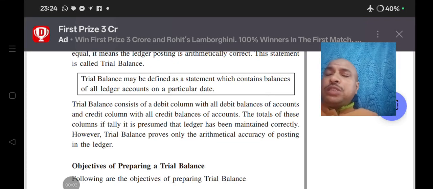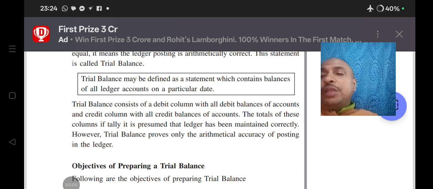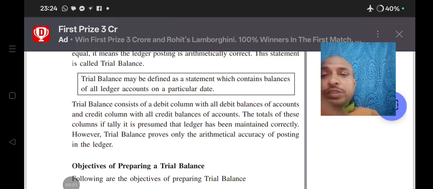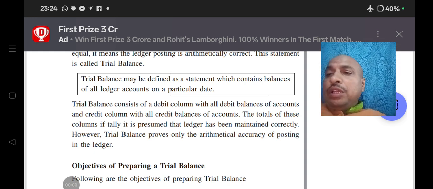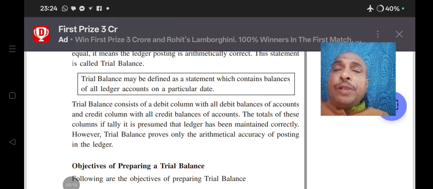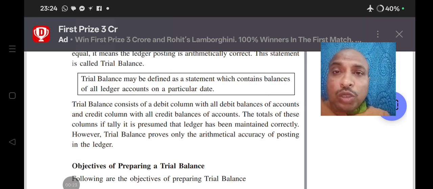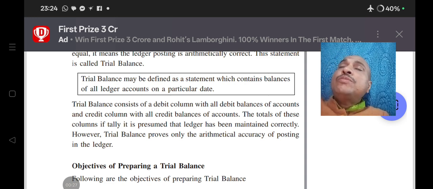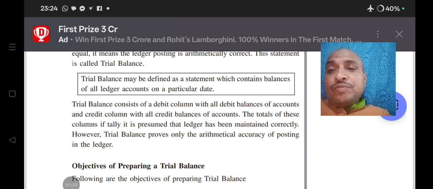Let us discuss the theoretical points in trial balance in accountancy. Here, what is written here? Trial balance may be defined as a statement which contains balances of all ledger accounts on a particular date. That means trial balance is prepared at the end of a month or at the end of a quarter or at the end of 6 months or at the end of the financial year.